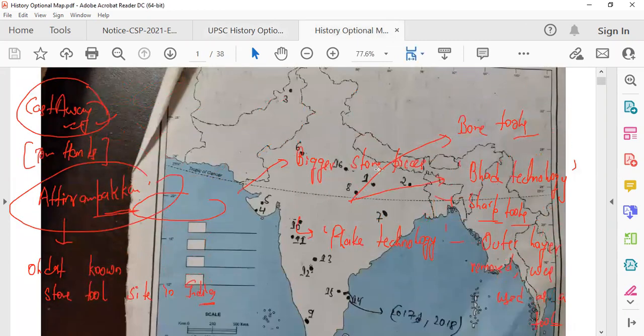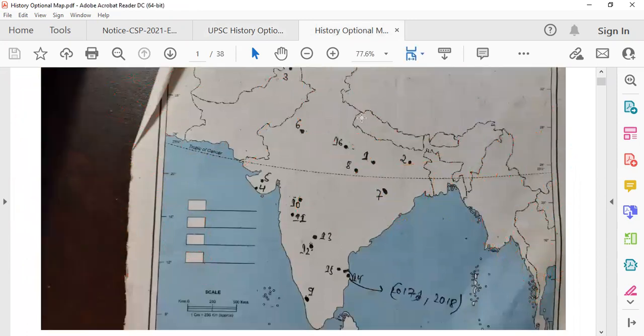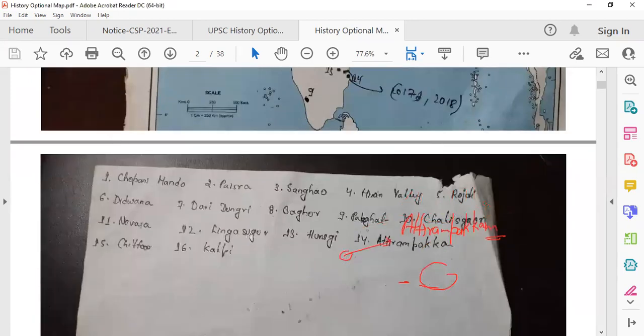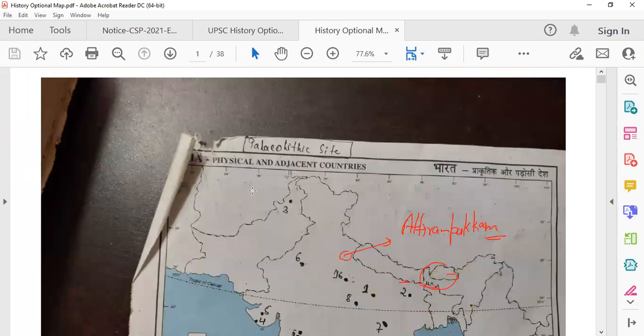If you see this Paleolithic site, this is my notes which I've scanned. There are these sites I made, and I've written here 2017, 18. That means in both these years, this site was asked. And this is Attirampakkam, very near to Chennai. My Chennai friends, if I'm pronouncing this word wrong, don't kill me virtually. So yes, and this is how you can also do map practice.